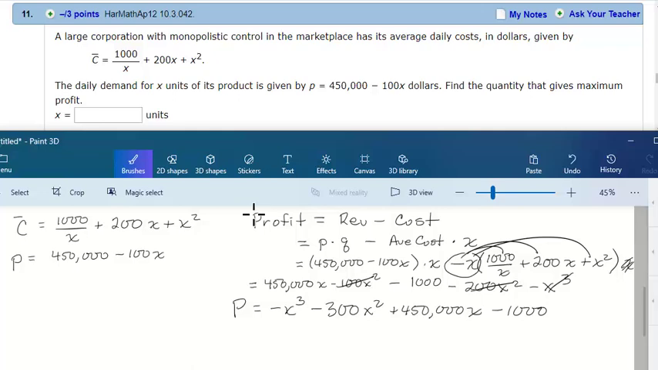Whew. After this much work, I have built the function that they want me to analyze. Notice that it is not quadratic, which means I can't do the negative b over 2a thing. I'm going to have to use the slope instead. So to find the max, take the derivative and set it to 0. Negative 3x squared minus 600x plus 450,000. When will that equal 0?